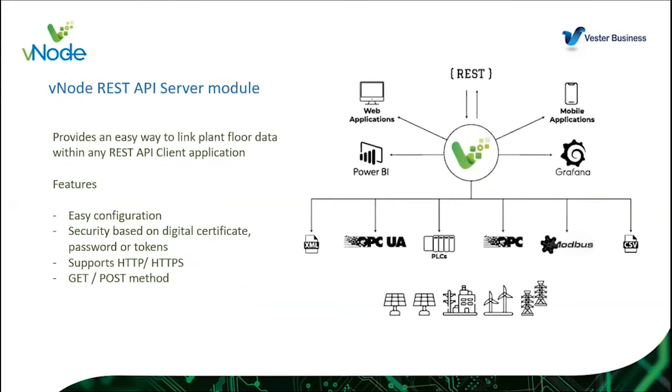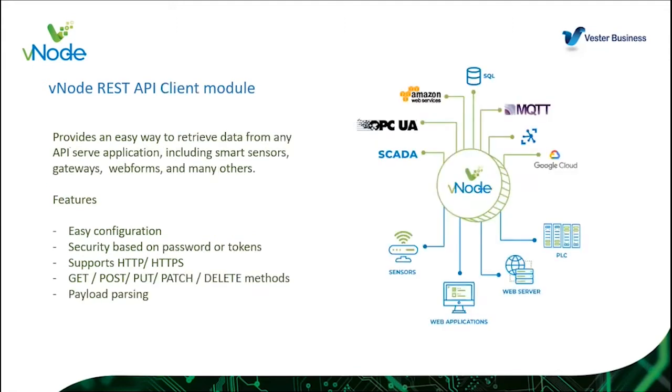Okay, so we have two versions of the REST API under our modular platform called vNode Automation. We use the REST API server model, which allows us to send information coming from our PLCs straight to any other API client application. And we have the other one, which is the REST API client. In this case, we can retrieve data with our vNode Automation platform coming from any web application, any web page, any sensors, any web servers that are already talking REST API. And we use that information to link it with other applications.